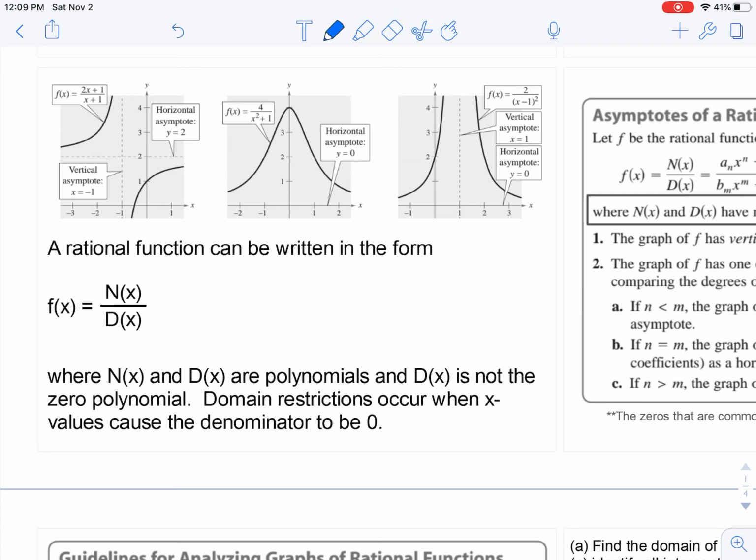So if I look at these three pictures of rational functions, in the first one, I have a vertical asymptote at x equals -1 and a horizontal asymptote of y equals 2. The second picture has a horizontal asymptote at y equals 0. And then the third picture here has a vertical asymptote at x equals 1 and a horizontal asymptote at y equals 0. So these are overall pictures of what a rational function will look like.